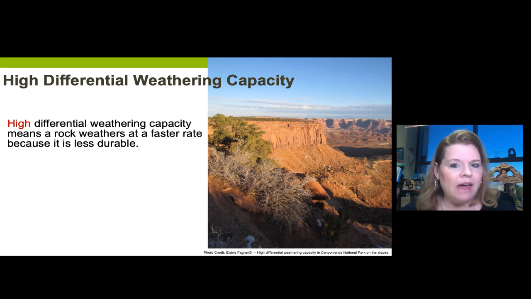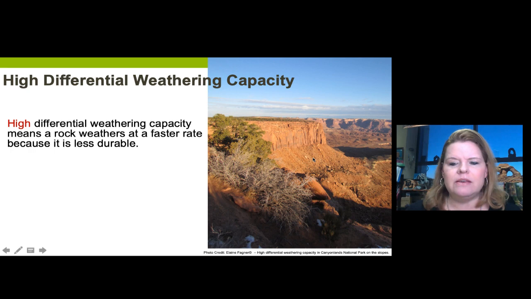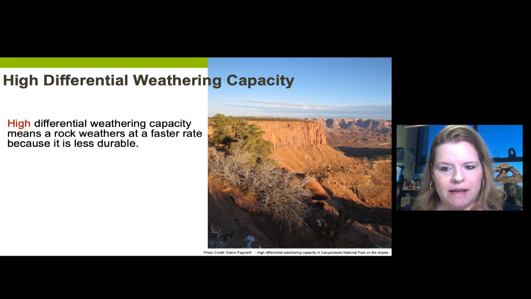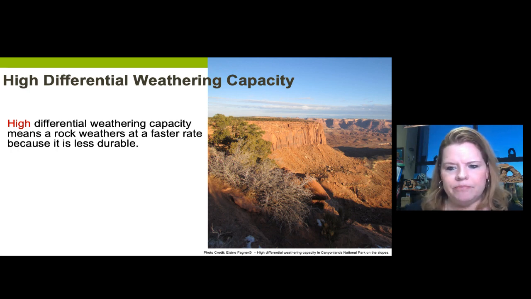So let me point out in this particular rock, you see these slopes here? They're kind of angled like this. That's because they have a high differential weathering capacity. They are not very sturdy, so they weather quickly. Right above it, you see a canyon or cliff face. That would have a low differential weathering capacity.